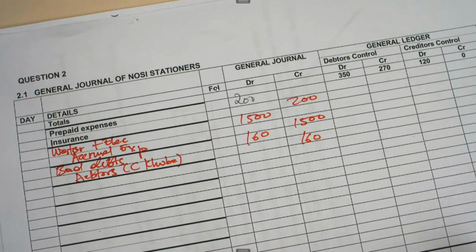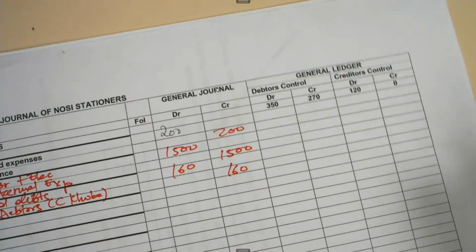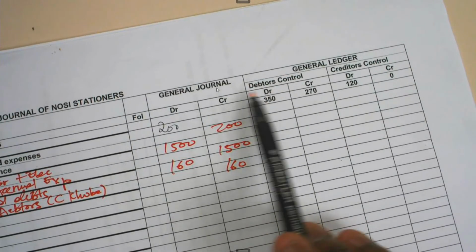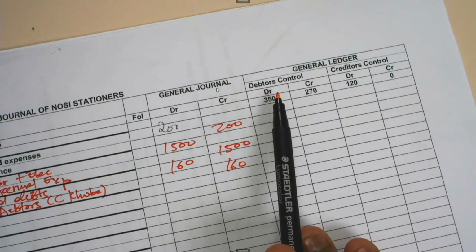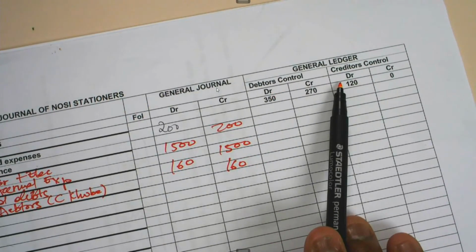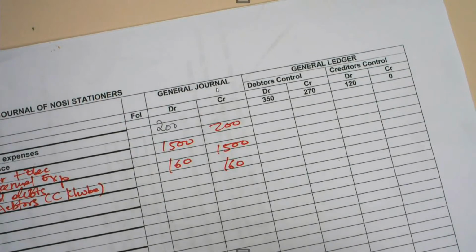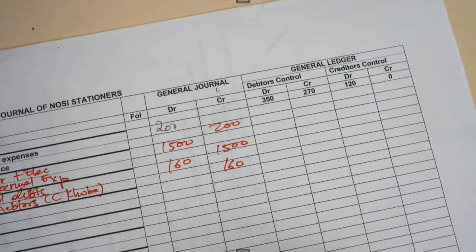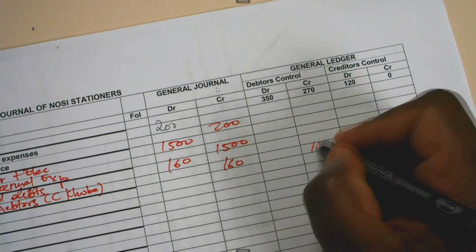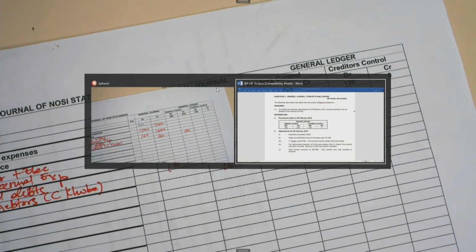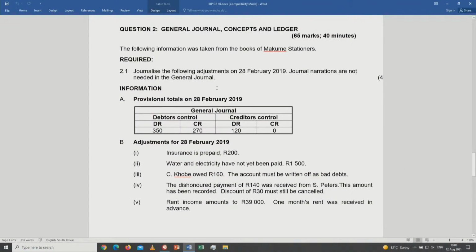Now what effect will that have on the debtors control account? Remember, this is an asset account. It increases on the debit side, decreases on the credit side. Now that we are writing off this particular debtor, our debtors control will be credited with 160, right? Then let's go to number 4.